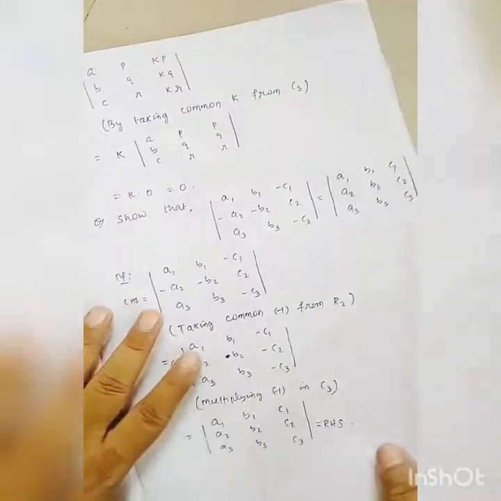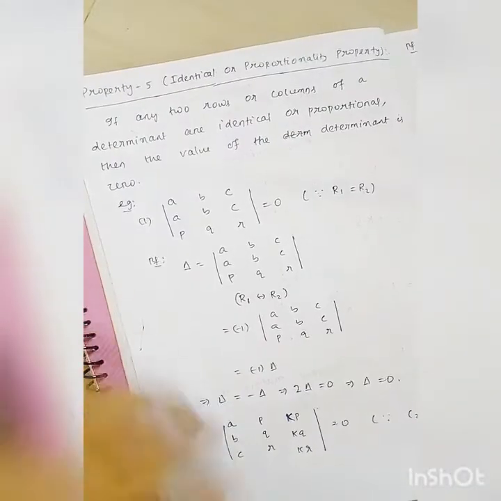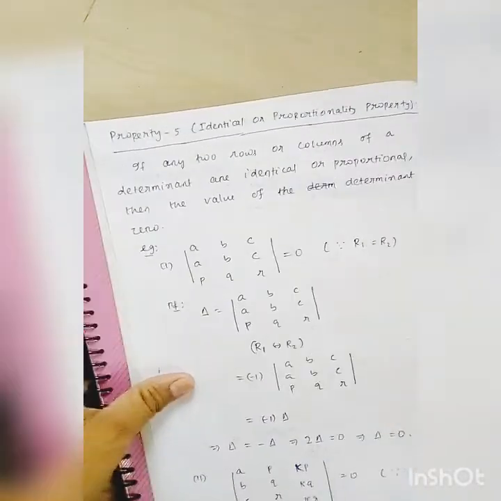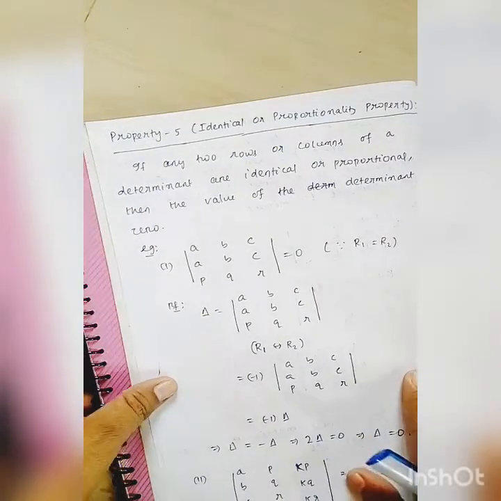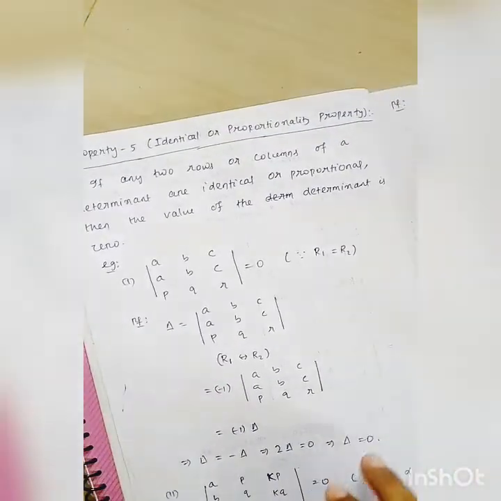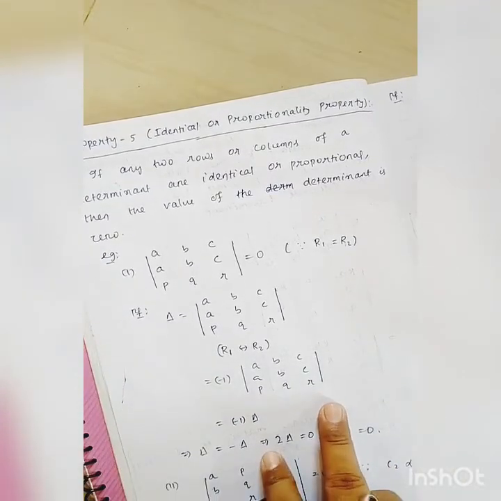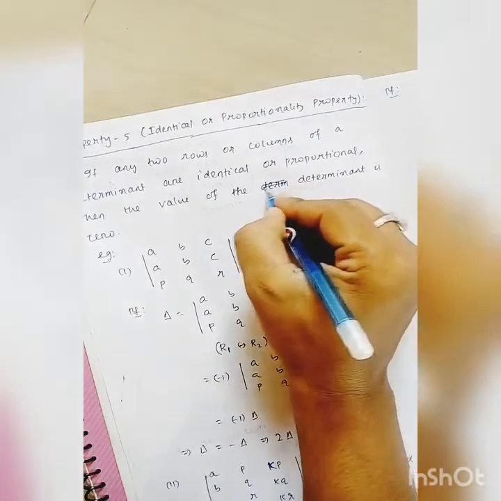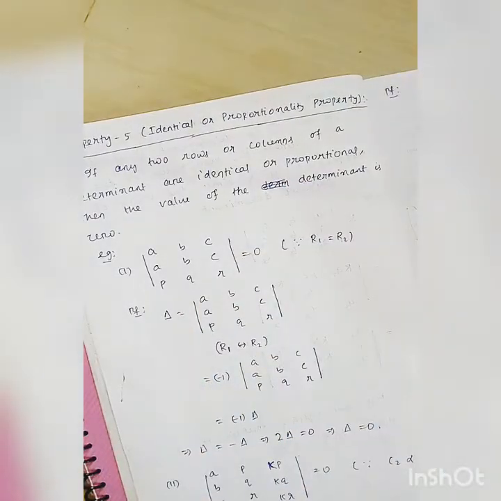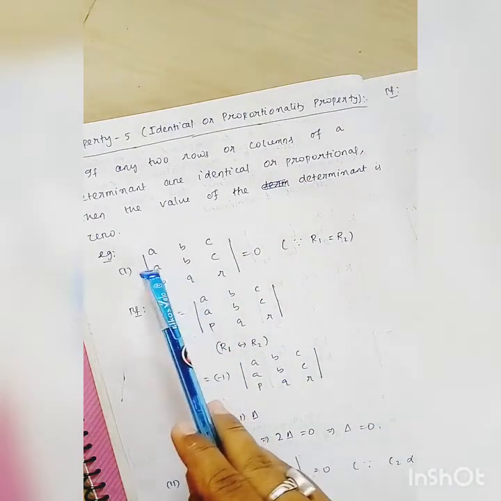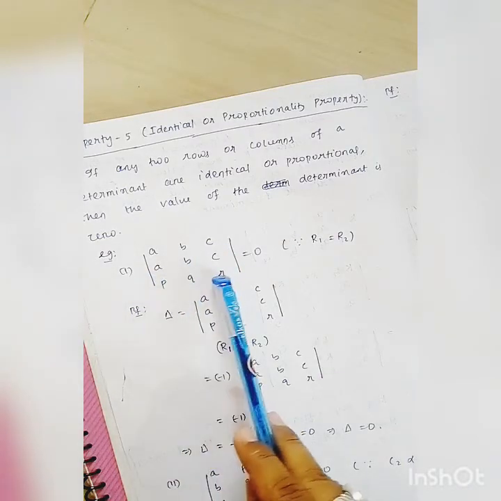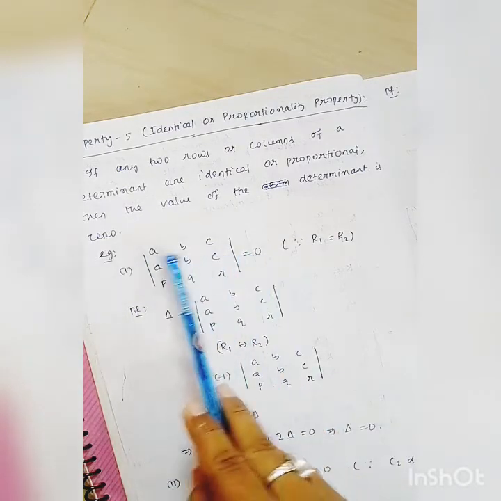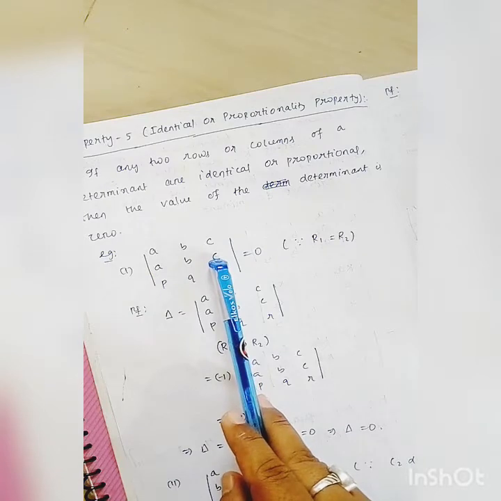Then goes to property 5, the identical or proportionality property. If any two rows or columns of a determinant are identical or proportional, then the value of the determinant is 0. For example, the determinant of ABC, ABC, PQR is equal to 0 since row 1 and row 2 are identical.